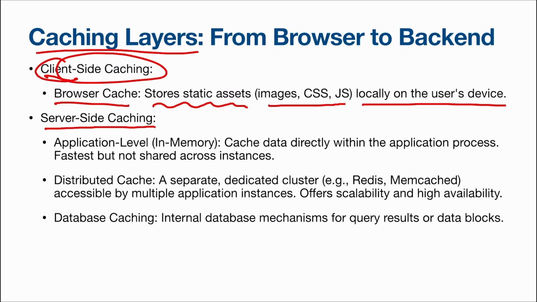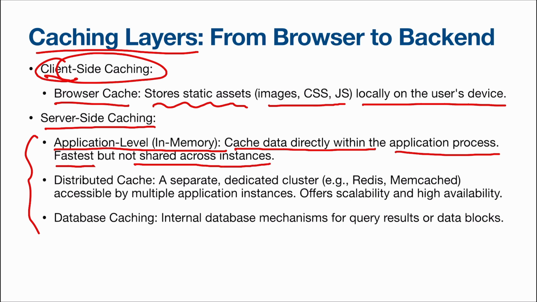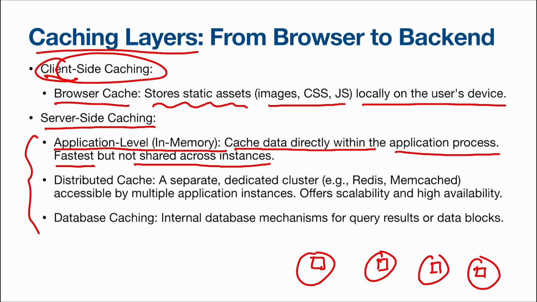Then server-side caching. There are several levels where we can do the caching. First, let's talk about the application level, which is in memory. Whatever code we write, whatever services we deploy, we can cache data directly within the application process. This is very fast retrieval, but it is not shared across instances. If our services have quite a few instances and each instance maintains its own cache, then these caches are not shared, and there is no way to coordinate between them.